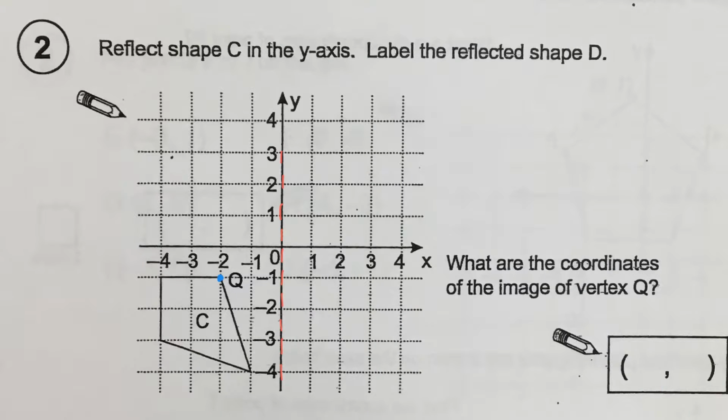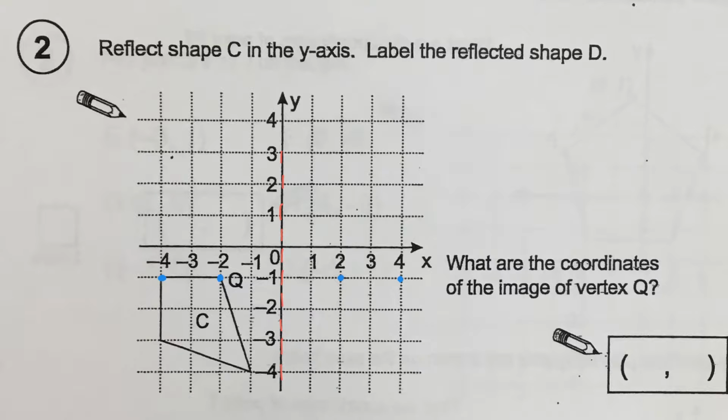Pick a vertex of the shape, a corner of the shape, and then see from the mirror line, it is 1, 2 to the left. So on the reflection, we must move 2 to the right. 1, 2, so it will come over here. Pick another vertex. Let's pick this one here. You can do this in any order, it doesn't matter. From the mirror line, it's 1, 2, 3, 4. So from the mirror line, I move 1, 2, 3, 4. So the point will be over here.